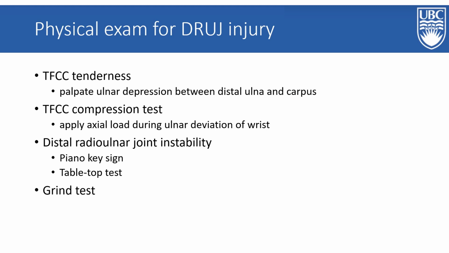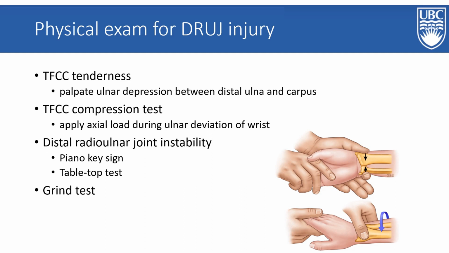Certain physical exam maneuvers can be used to clinically evaluate and confirm a DRUJ injury. Patients will often report tenderness on palpation of the ulnar depression between the distal ulna and carpus. The compression test is done when the examiner compresses the radial and ulnar heads together and then rotates the forearm. Pain with the maneuver may suggest DRUJ instability, acute intra-articular injury, or arthritis.